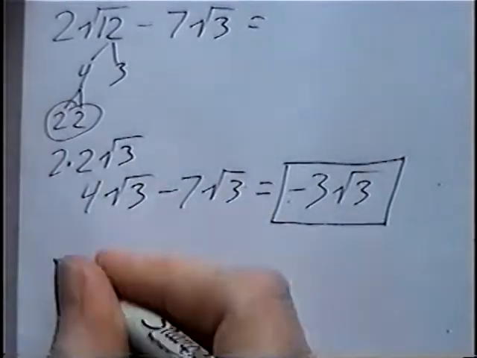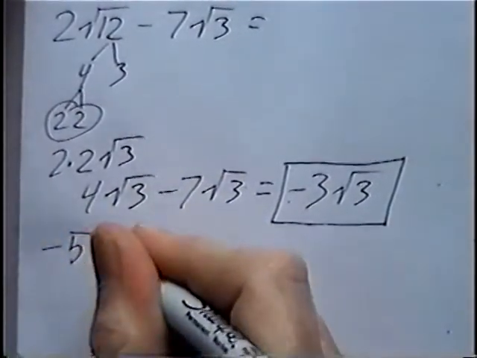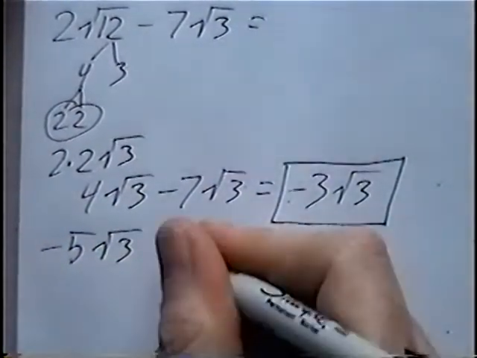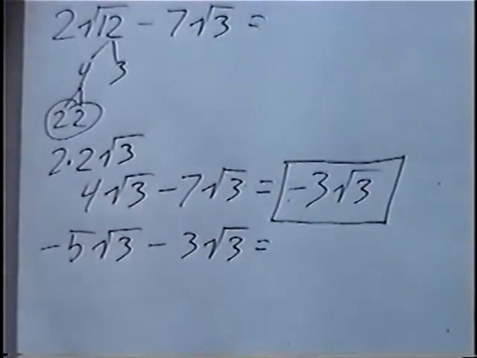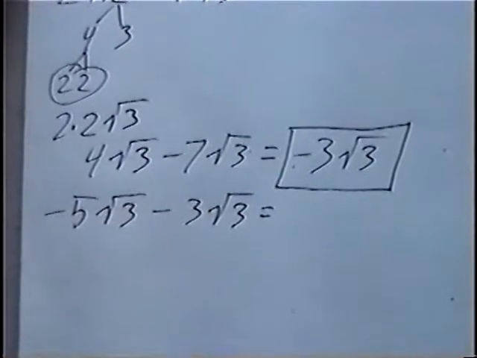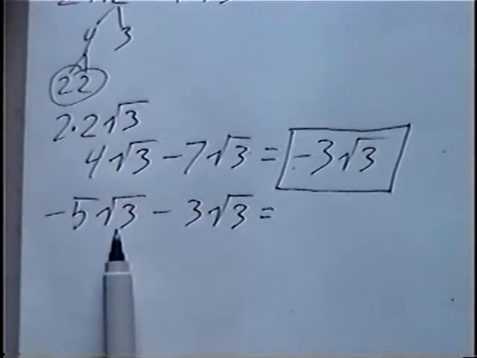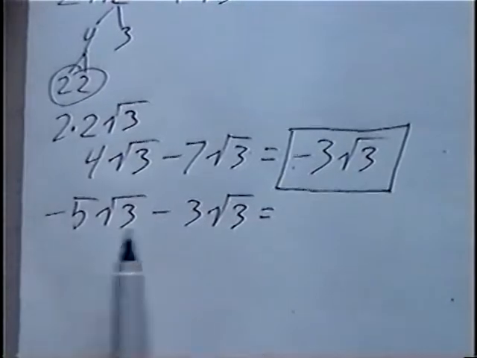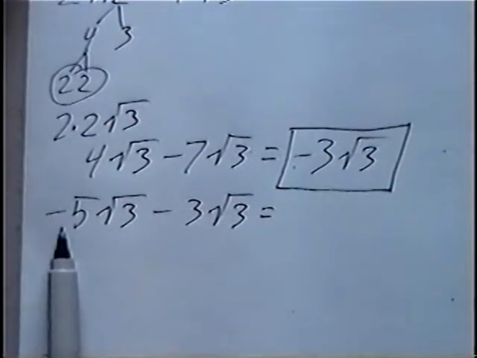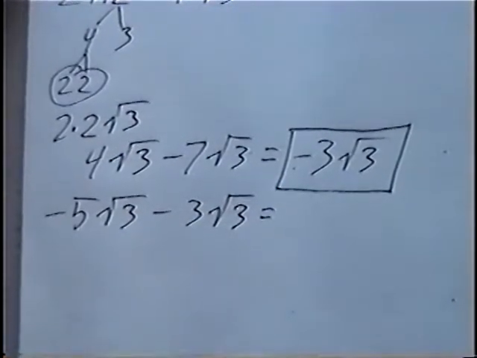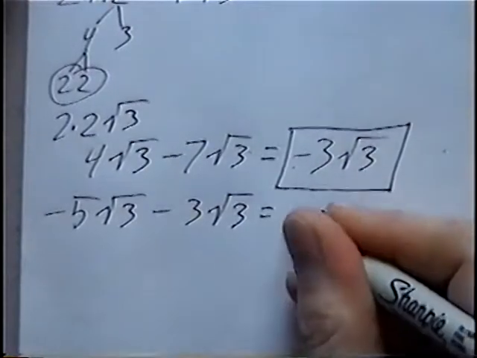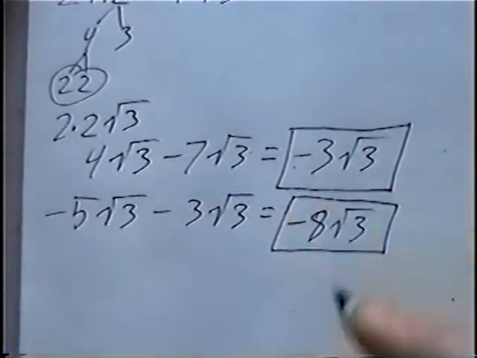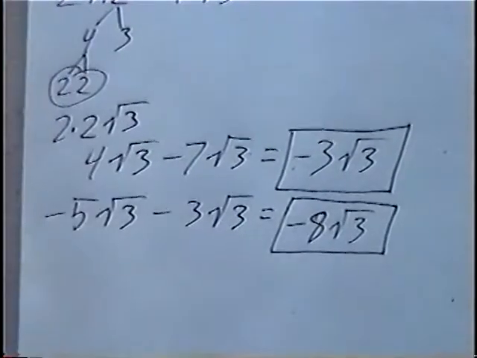And last question for the section is negative 5 radical 3 minus 3 radical 3. Again, the radicals in this case are exactly the same, radical 3. So we can subtract the coefficients, which would be negative 5 minus 3. Same signs, we would add those, it becomes negative 8, and the radical 3 would stay the same. So our final answer would be negative 8 radical 3.